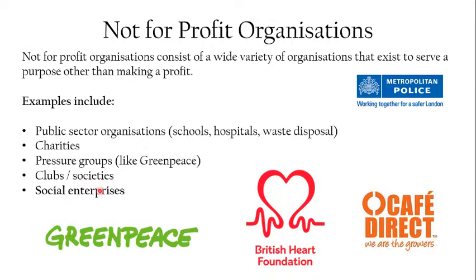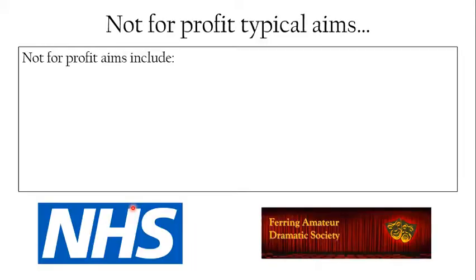Clubs and societies like football clubs, amateur football clubs, they exist to provide something for young people to do or older people to do, but their aim isn't to make a profit. A final example is social enterprises, which I'm going to talk about in a minute, which is slightly different to these other non-profit organisations. So I'll discuss social enterprises separately.